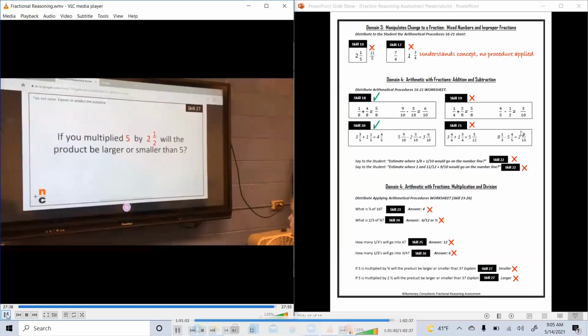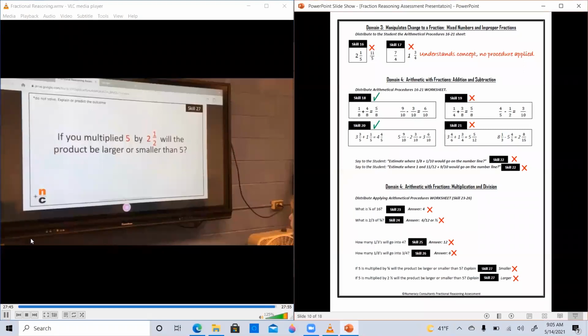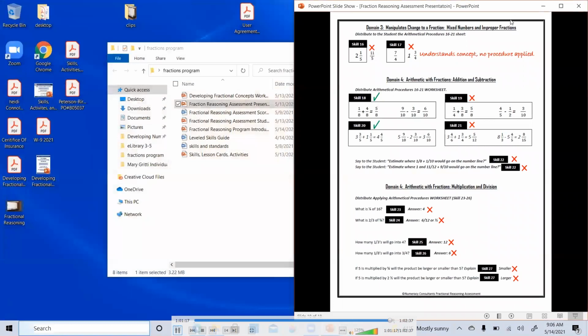If you multiply 5 by 2.5, will the product be larger or smaller than 5? It would be larger because 2 is already over a whole, and that would get you greater than 5. Excellent job. Great job there. So, all right.